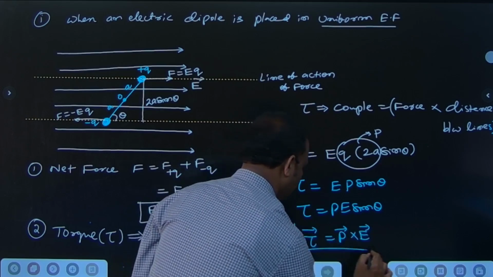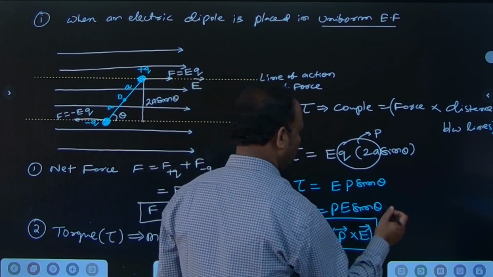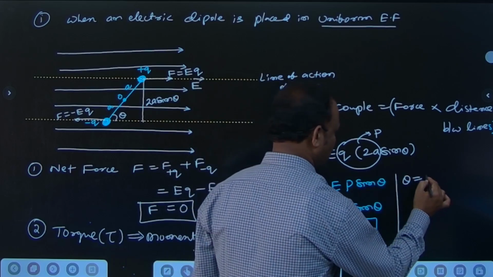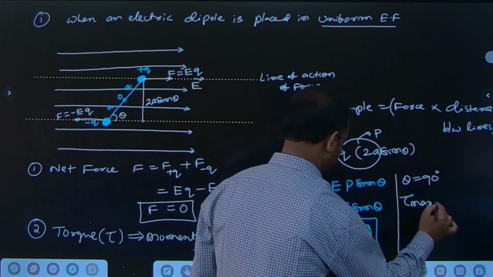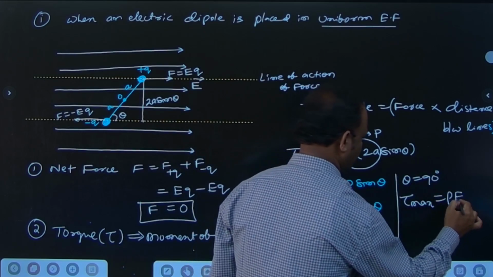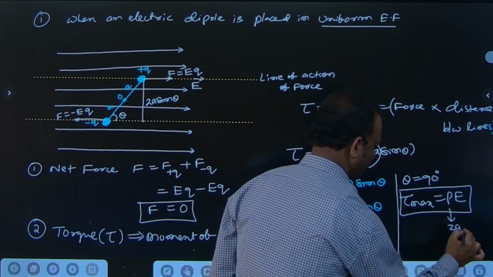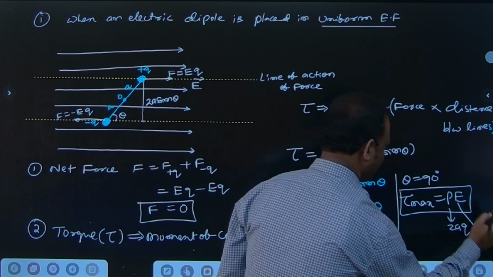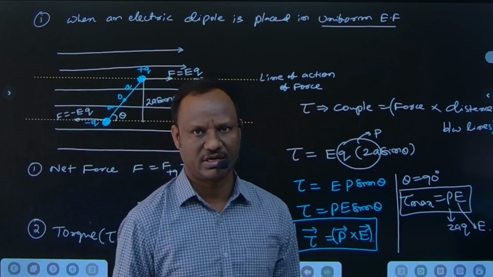So this is the torque acting on the dipole. Torque is maximum whenever theta is equal to 90 degrees. Then tau becomes maximum, and that maximum is P E, where P is 2a times q and E is the electric field. From this you can understand it.